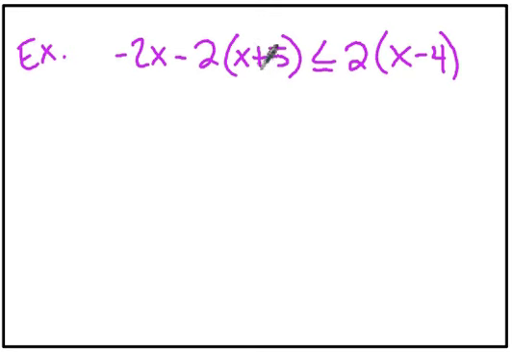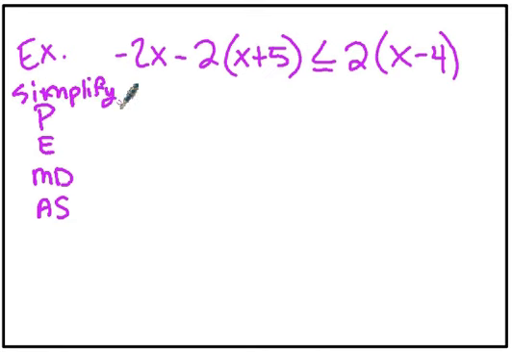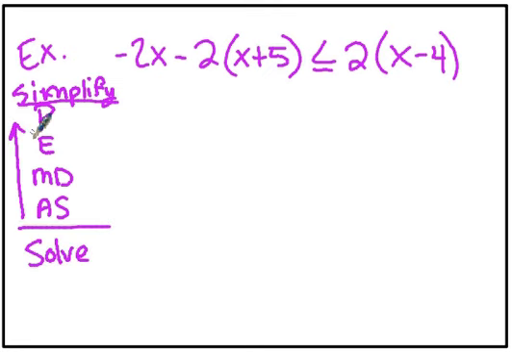Here's our next example. We've got negative 2x minus 2 parentheses x plus 5 close parentheses is less than or equal to 2 parentheses x minus 4 close parentheses. Okay, so this time we're going to have to simplify both sides. First, we're going to have to do PEMDAS in regular order to simplify, and then we'll come back and do it backwards to solve.